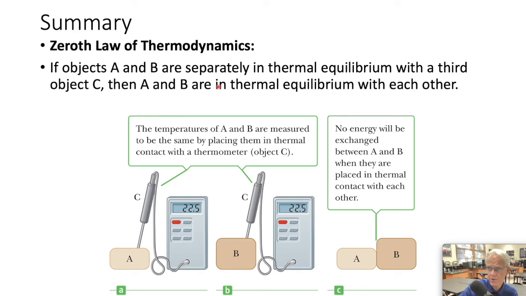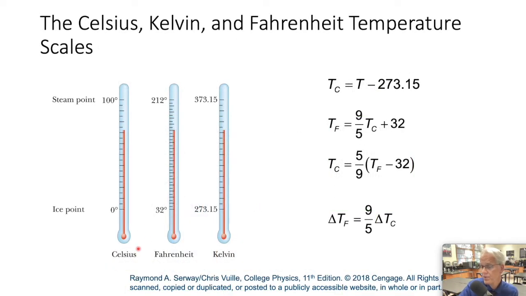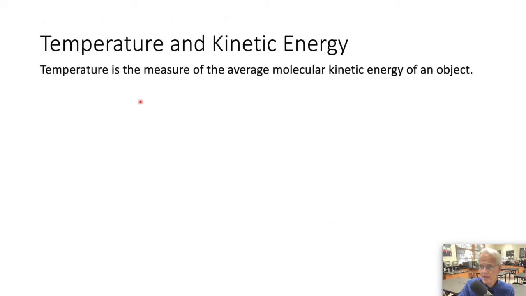First, we have the 0th law of thermodynamics. If you have object A in thermal equilibrium with object C, and object B in thermal equilibrium with object C, then object A and object B are in thermal equilibrium. Also, we took a look at our 3 different scales of temperature. For the ideal gas law that we'll be looking at next, we will be using Kelvin. Finally, temperature, we can also say that it's a measure of the average molecular kinetic energy of an object.